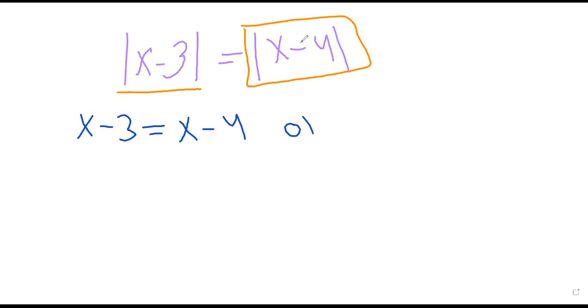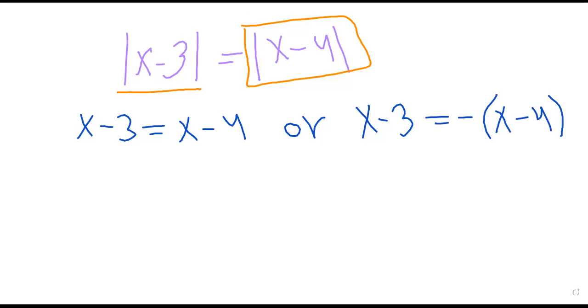Or the second case, x minus 3, what is inside the absolute value in the left-hand side, is equal to negative the expression written in the right-hand side, but without the absolute value. And because it has two terms, I write it between two parentheses, as you see. And let's solve each equation alone.